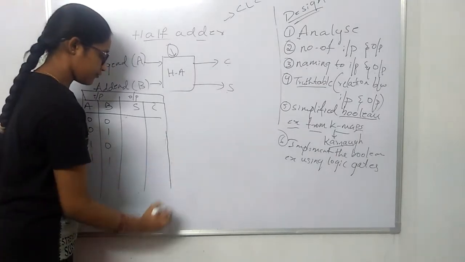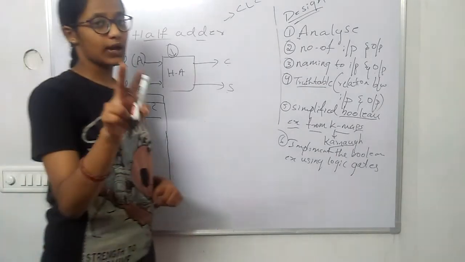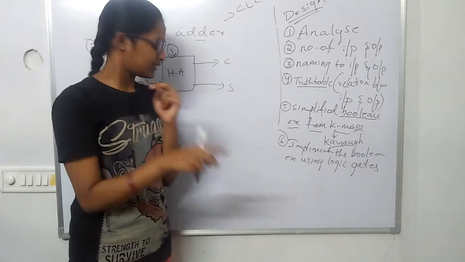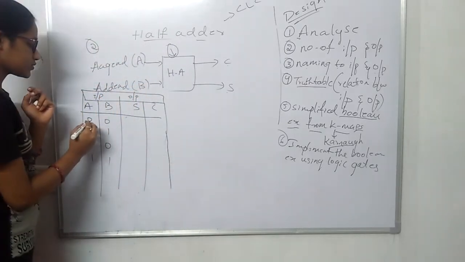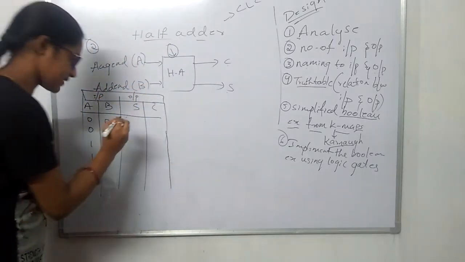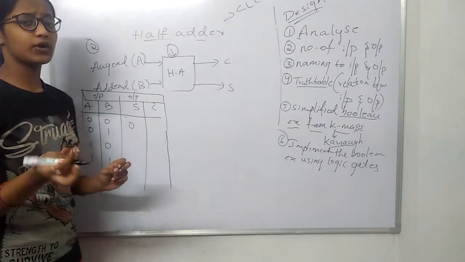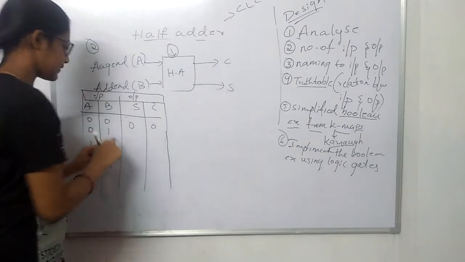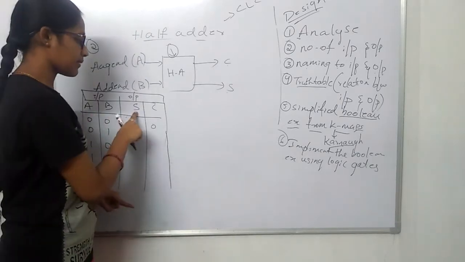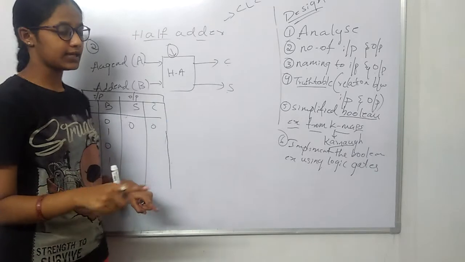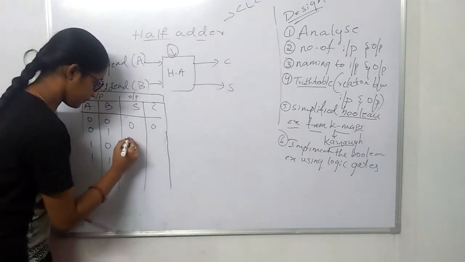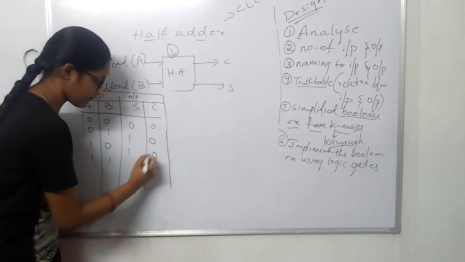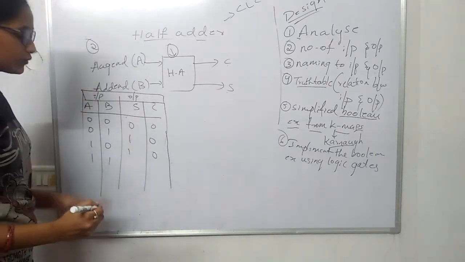Carry you get when you add 2 numbers and the result exceeds 9, then you get a carry. The same process applies here. So 0 plus 0, of course, is 0 in sum. As we don't have any carry, we put carry as 0. So 0 plus 1: sum is 1, and as we don't get any carry, carry is 0. The same for 1 plus 0: sum is 1 and carry is 0.